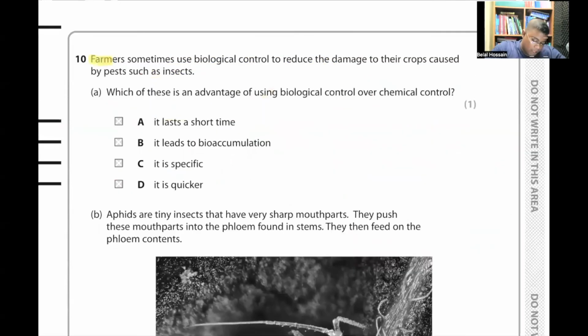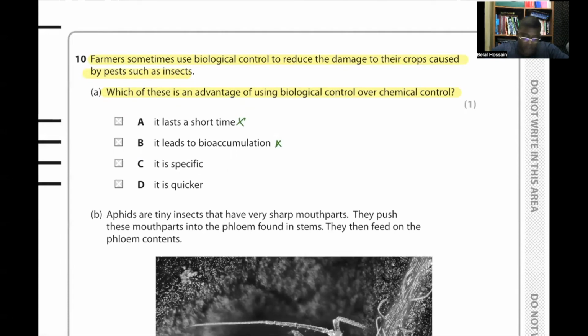Question number 10. Farmers sometimes use biological control to reduce the damage to their crops caused by pests such as insects. Which of these is an advantage of using biological control over chemical control? So, biological control, it lasts a short time.